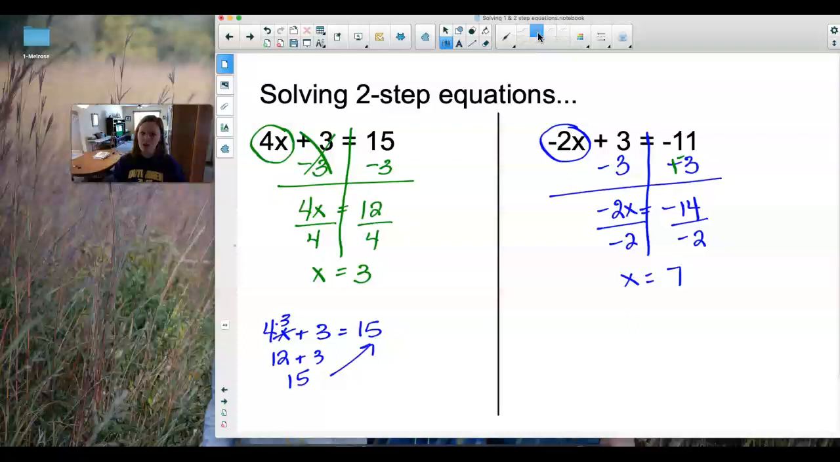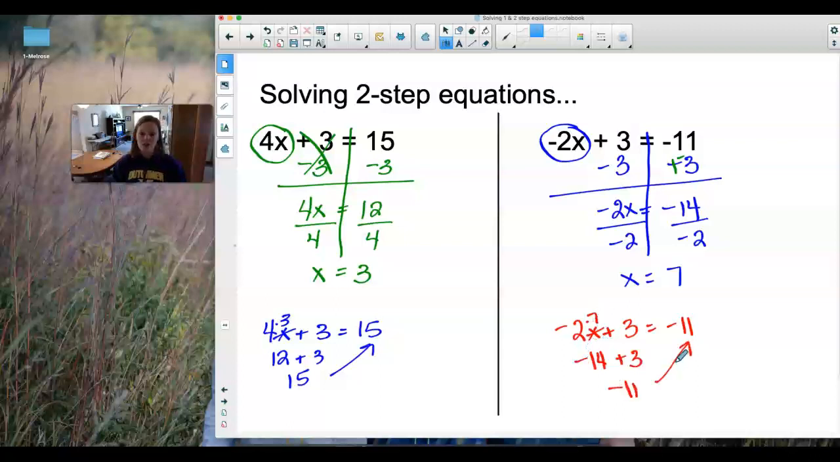Okay, I'm going to go back and check my work real quickly. Negative 2x plus 3 equals negative 11, just rewriting the problem. I'm going to replace the x with 7. Negative 2 times 7 is negative 14, plus 3 is negative 11.